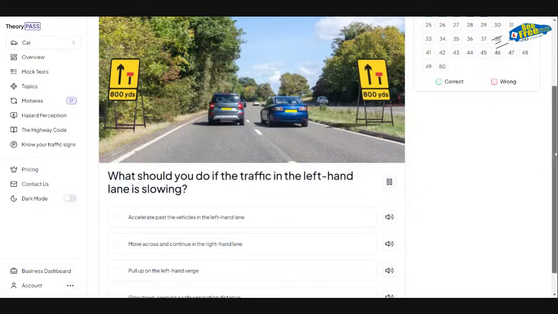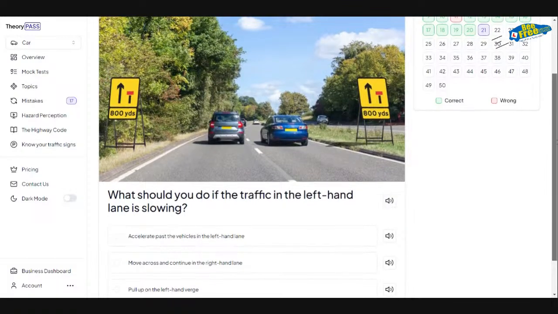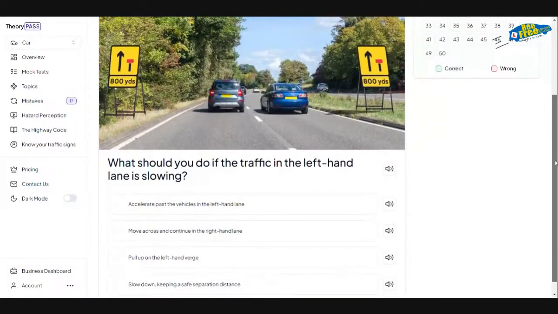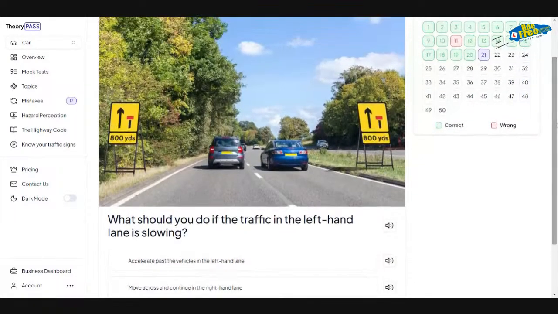What should you do if the traffic in the left-hand lane is slowing? Traffic in the left-hand lane is slowing. Okay. So I'm just going to have a quick look at the picture before I even look at the options. So the picture, there's two lanes. The picture is saying that cars in the right-hand lane, that lane is closing in 800 yards. So you need to get into the left-hand lane. There's no point being in that right-hand lane, that's for sure.